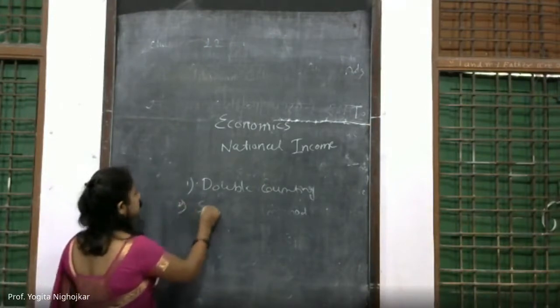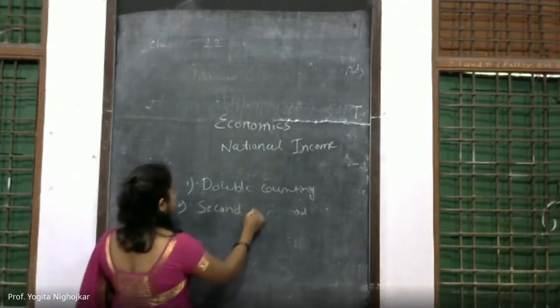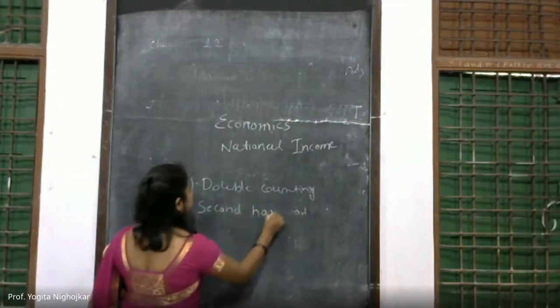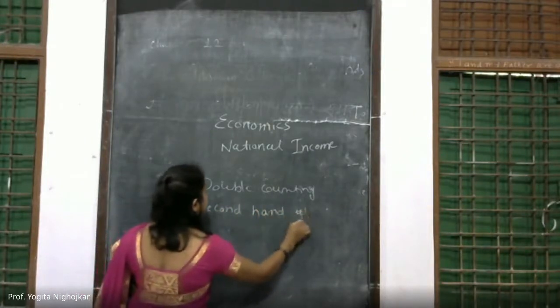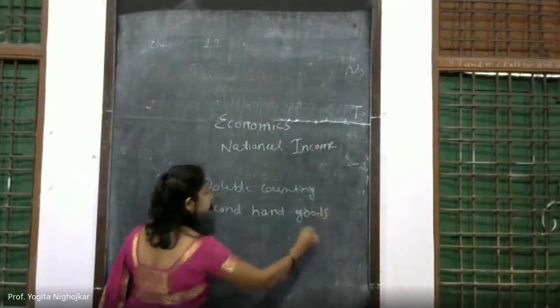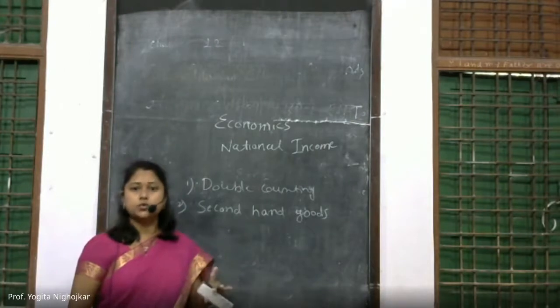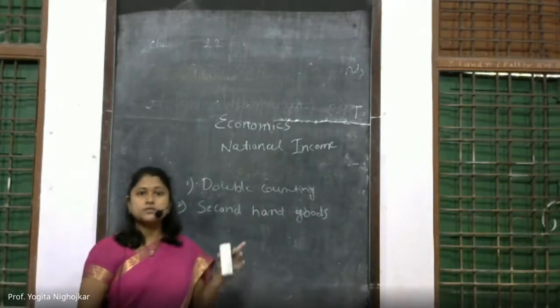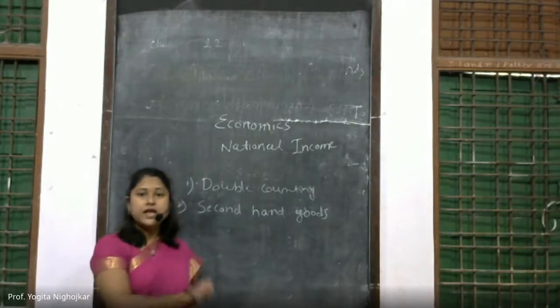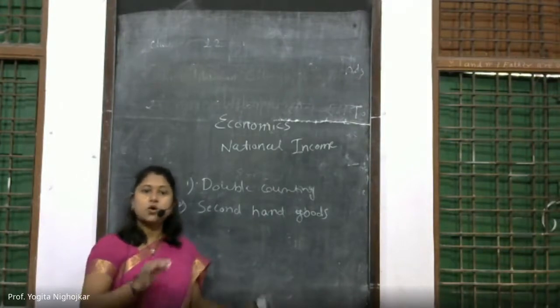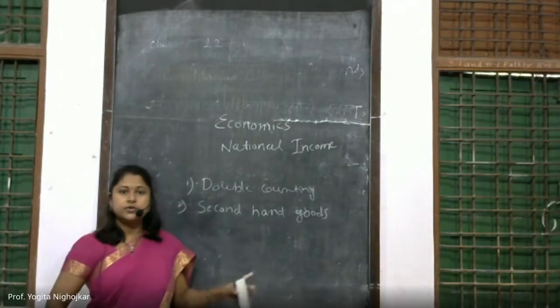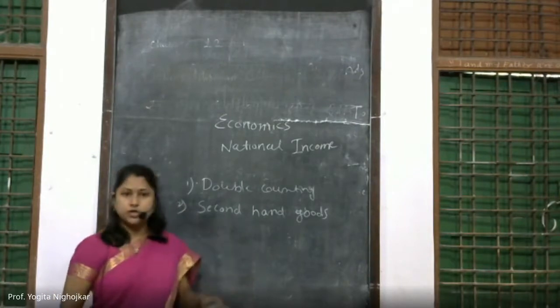Second is second hand goods. Any income from sale of second hand goods like car, house, bikes, etc. should be ignored because the value of second hand goods has already been accounted during the year of their production.